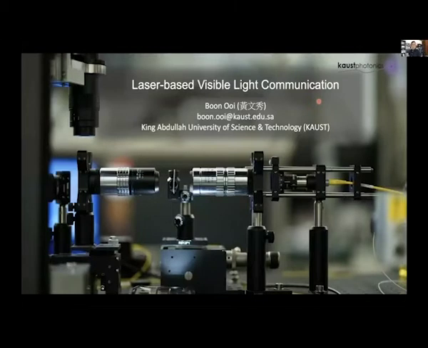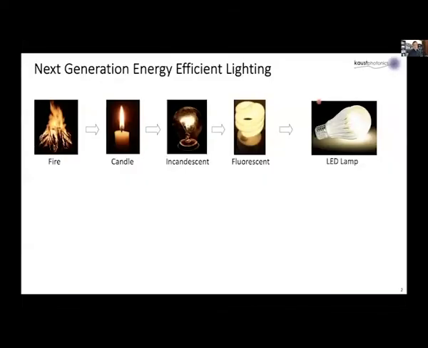Today, I'm going to focus on laser-based visible light communications. Very impressive from the number of previous speakers, outstanding work on LED. But at KAUST, we are very much developing laser-based lighting and visible light communications.